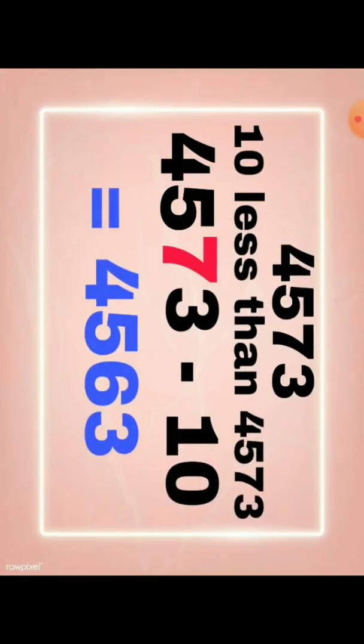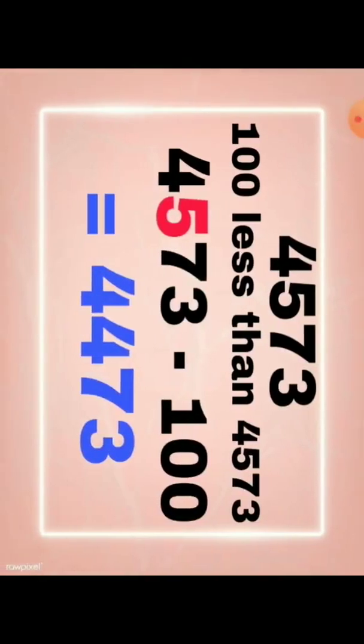Now 10 less than 4573. In 10, 1 is on the tens place, and in this number which digit is on the tens place? 7. And I already highlighted the number 7 which is on the tens place. So now we have to do subtraction: 4573 minus 10. We get the number 4563.